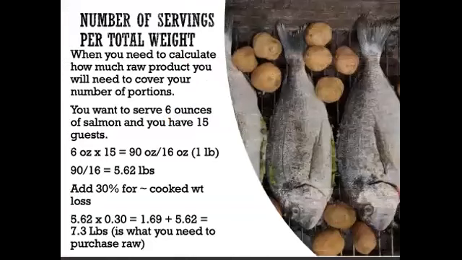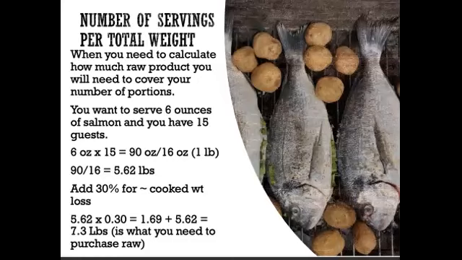Okay, now let's talk about number of servings per total weight. When you need to calculate how much raw product you will need to cover your number of portions. So you want to serve 6 ounces of salmon, and let's say you have 15 guests, right? 6 ounces times 15 equals 90 ounces, which divided by 16 ounces, and 16 ounces is equal to 1 pound, you will have 5.62 pounds, which is what you will need to feed 15 guests.